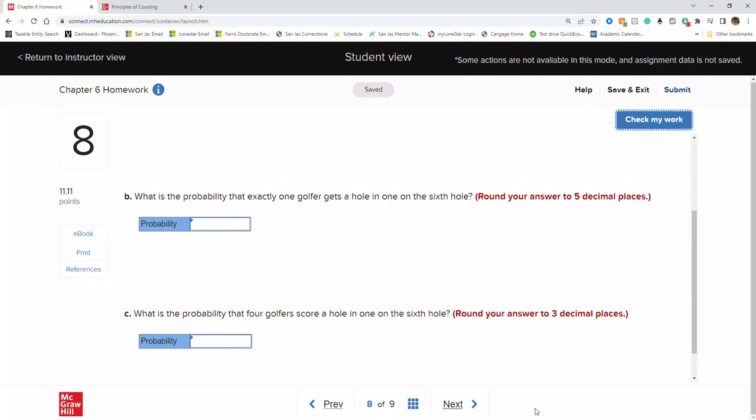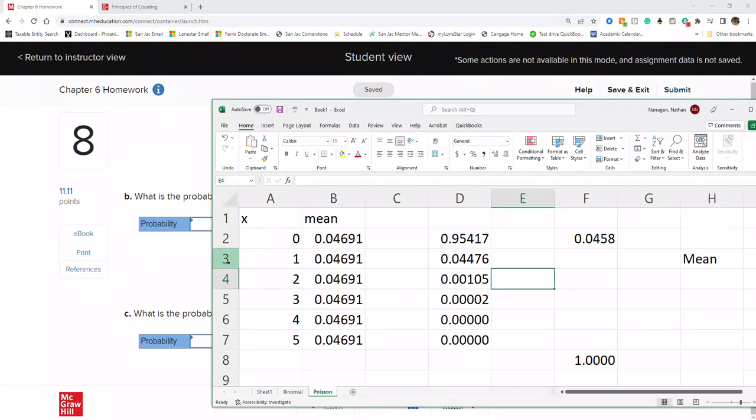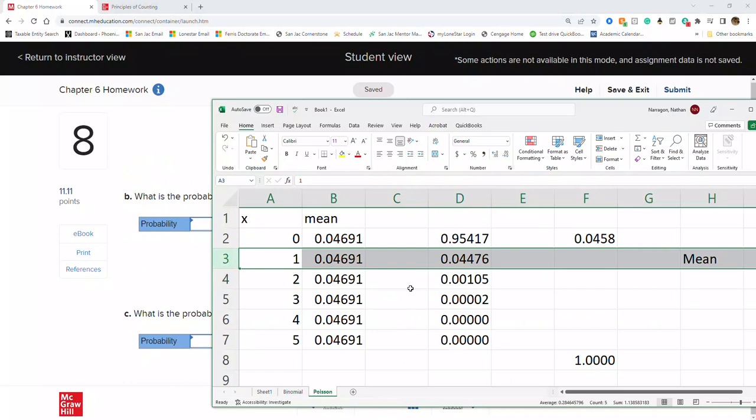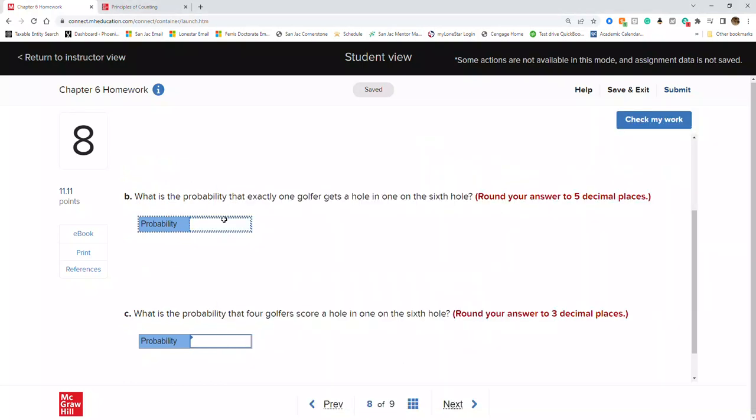And then they asked, what is the probability of one golfer to get it? Okay. Probability of 1. 0.04476.